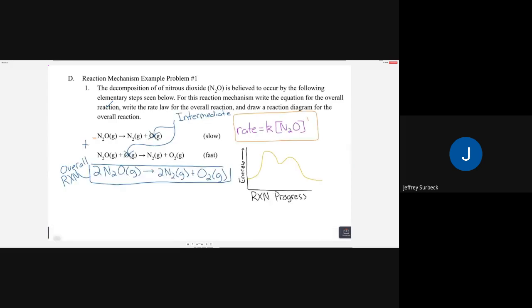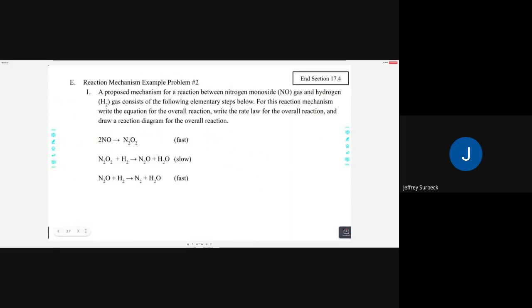Okay, one more equation. I throw a little bit more complicated process. Our slow step's going to be in the middle. This time we want a reaction between nitrogen monoxide and H2 hydrogen gas. So first step is we need to add these things together to give us our overall equation. Now, we got to cross out the intermediates and the catalyst. Somebody yell out one thing that can be crossed out.